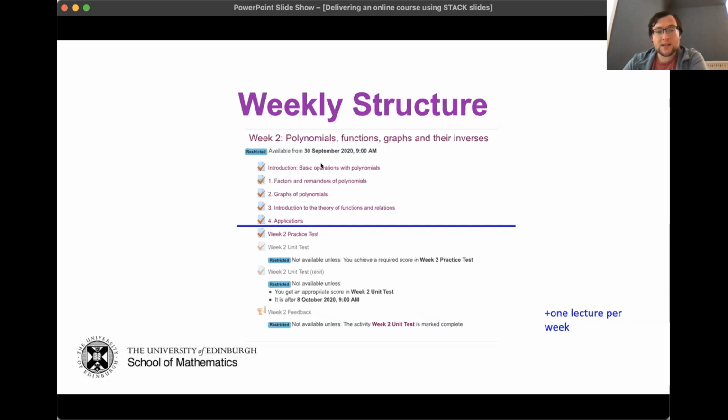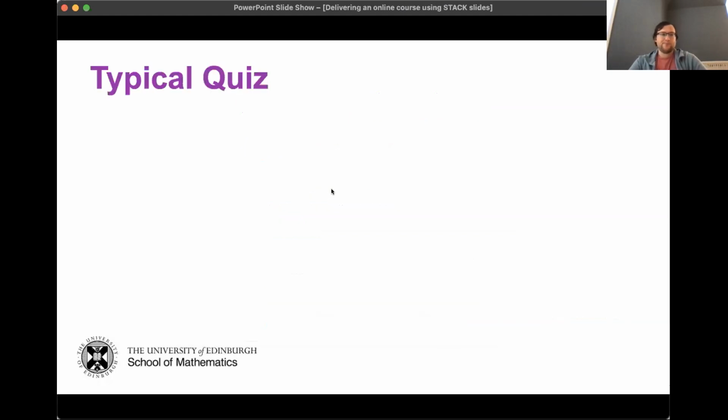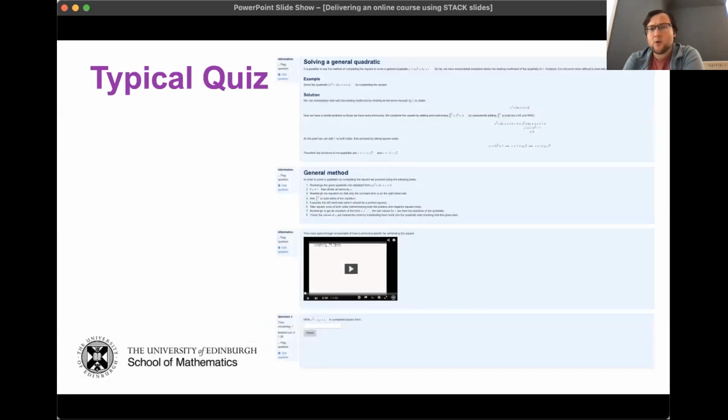Now, I'll talk about what goes into each one of these 4 quizzes in a little bit. So, what's inside of a typical quiz? Well, it looks in Stack something like you can see on my slide.